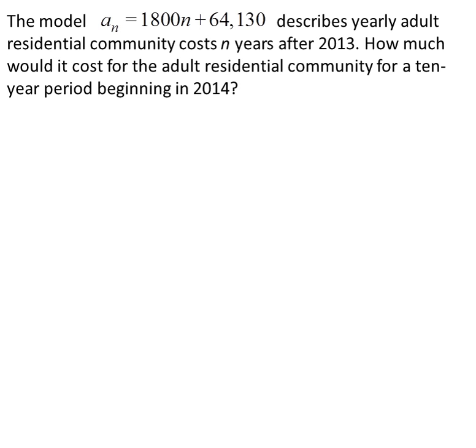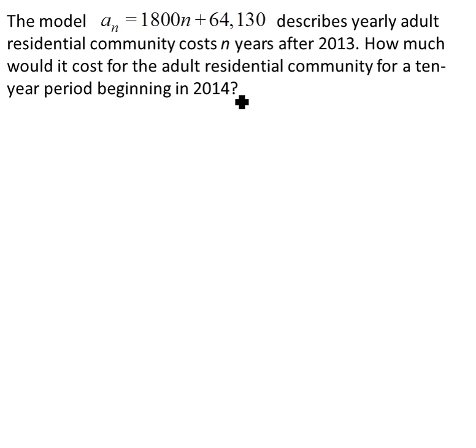Here we're given a model a_n equals 1800n plus 64,130 that describes yearly adult residential community costs in years after 2013. And we want to answer how much it would cost for the adult residential community for a 10-year period beginning in 2014. Because we're wanting the cost for a 10-year period, and this model describes just the yearly cost, we would need to add up all the costs for each of those 10 years.